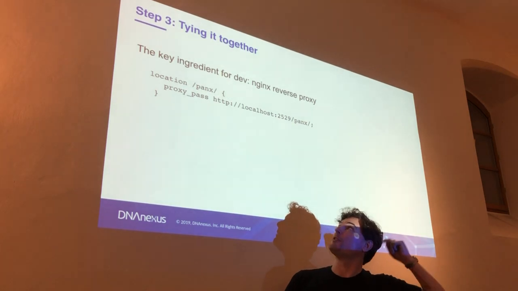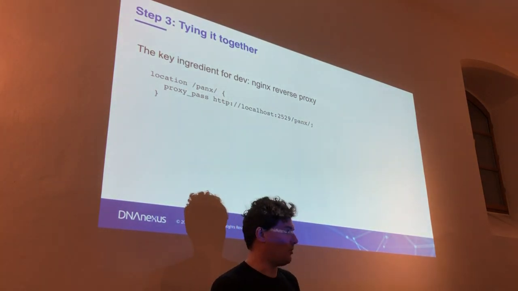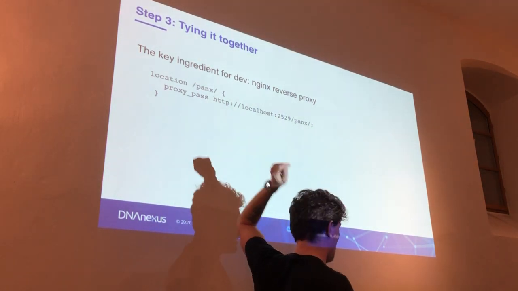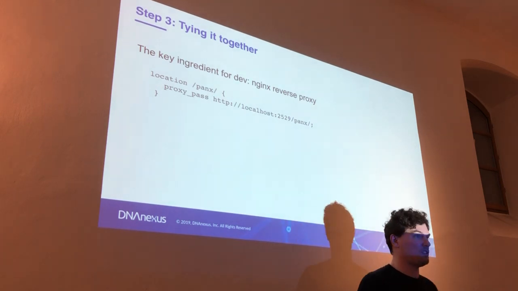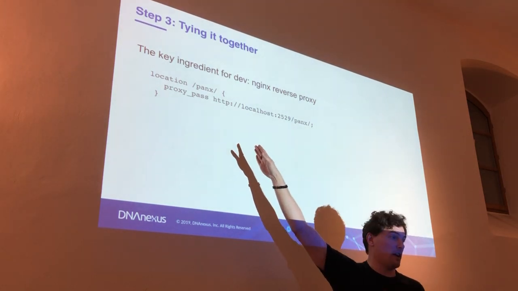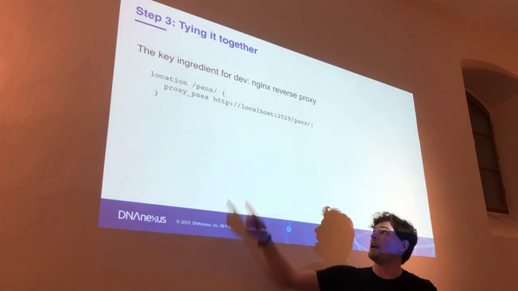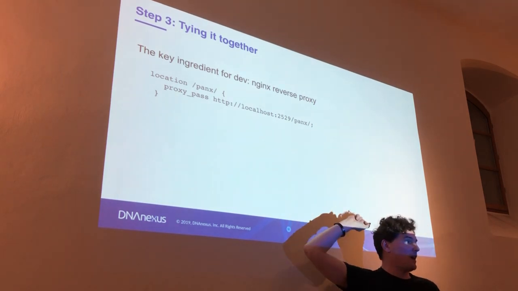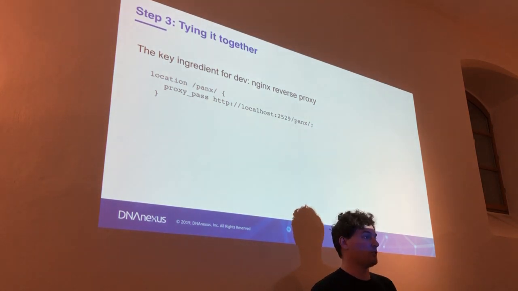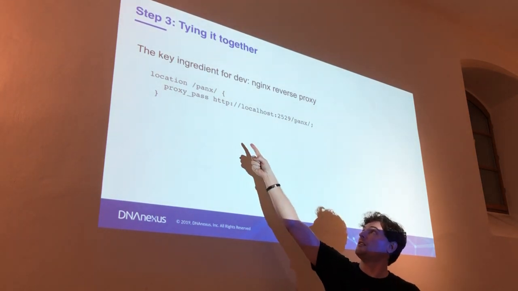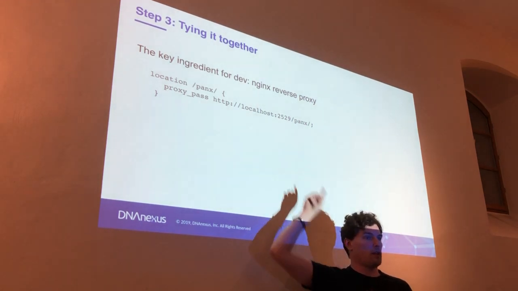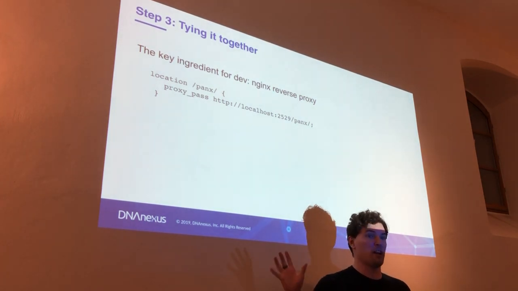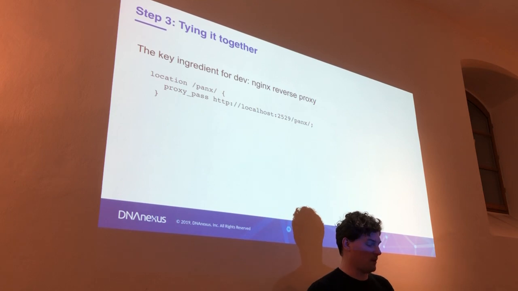So let's move on to step three, which is tying it all together. So this is the secret sauce, Nginx reverse proxy. What we've got here is a location in Nginx, which will say, take anything coming in that starts with PANX or whatever prefix you've chosen, and now route it to this server that you're running. And this is for development purposes. And this means that you can simultaneously run your old server while saying, anything that goes here, use the new server. And it will be seamless from the client's perspective. The user won't know that anything is different, but Nginx will selectively take stuff from one server or the other.